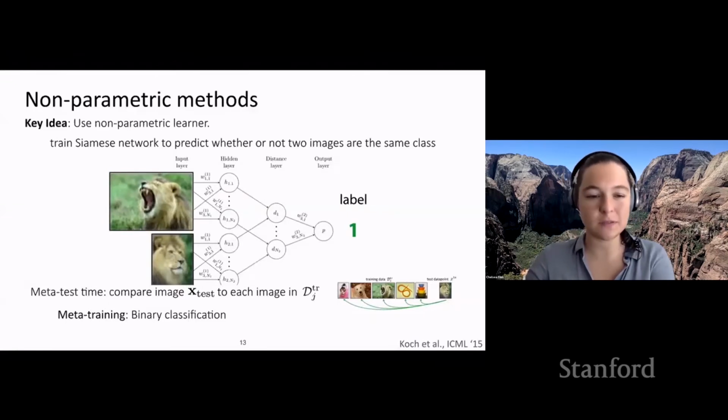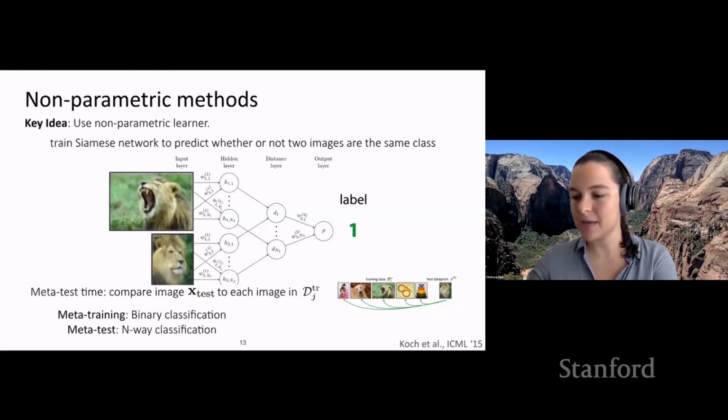But one downside of this approach is that during meta training time, you're basically training it for this binary classification problem of whether or not these two images are the same class. But at meta test time, you're doing this n-way classification where you're comparing the test image to all of the images in the training data set and outputting the corresponding label within the n classes. And so we have this discrepancy between what we're meta training for and what we're meta testing for.